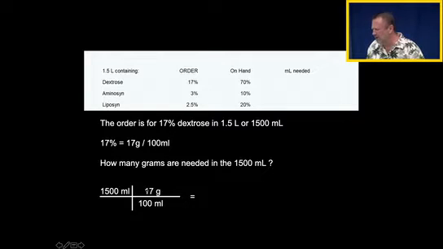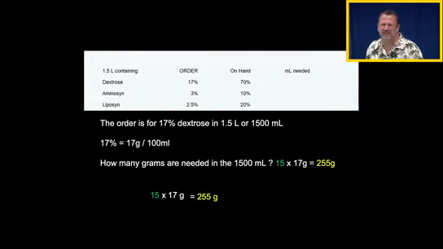And so because the question is how many grams do we need, we'll take our 17 grams per 100 milliliters, and we'll put the grams on top and the milliliters underneath. And then we'll multiply that by the 1,500 milliliter bag that we want to end up with. And that 1500 over 100 is the same as 15.